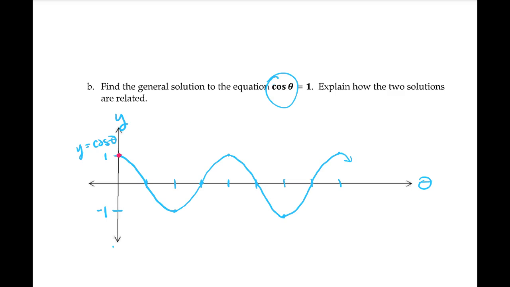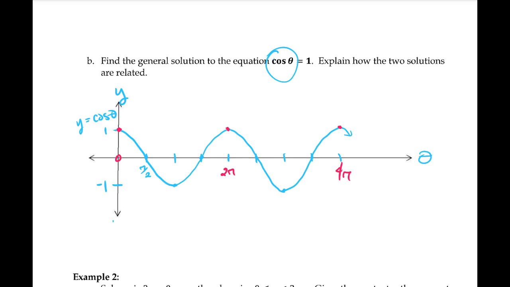Well, that's here, here, and here. And again, we see that's happening at 0, 2 pi, and 4 pi. Again, sorry, I didn't label my scale there. So what you might notice is that this happens at theta equals 2 pi k, where k is an element of the integers.